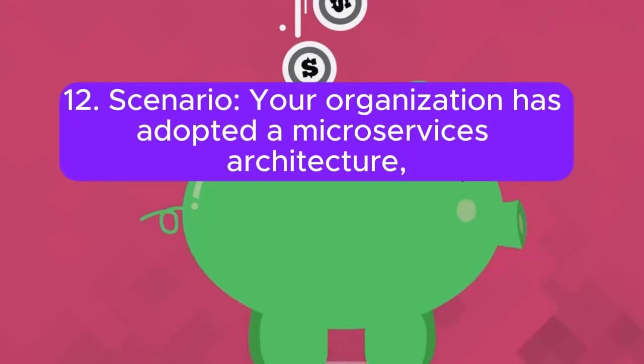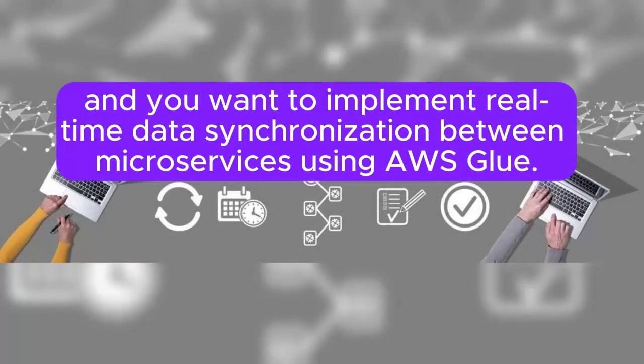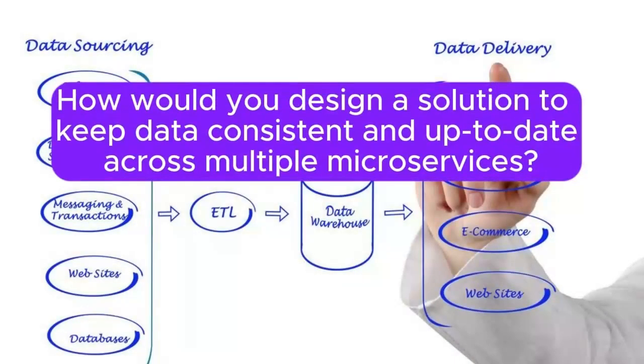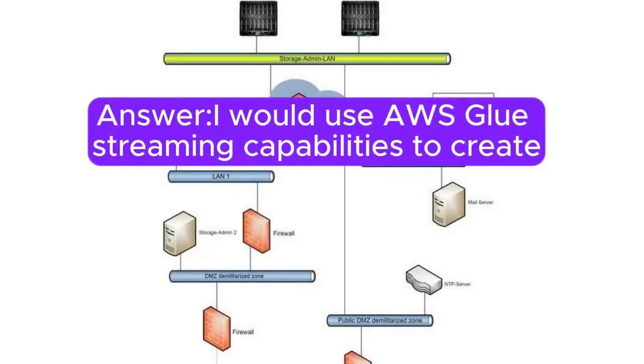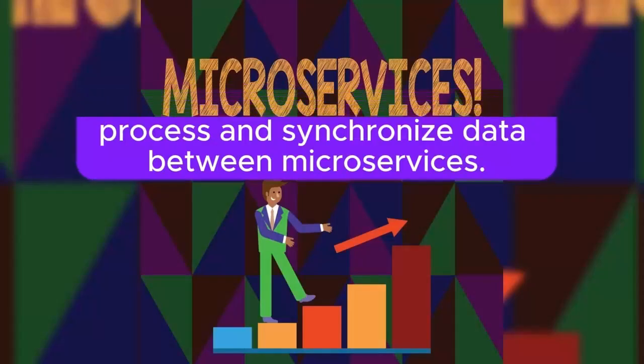12. Scenario: your organization has adopted a microservices architecture, and you want to implement real-time data synchronization between microservices using AWS Glue. How would you design a solution to keep data consistent and up to date across multiple microservices? Answer: I will use AWS Glue streaming capabilities to create streaming jobs that continuously process and synchronize data between microservices.